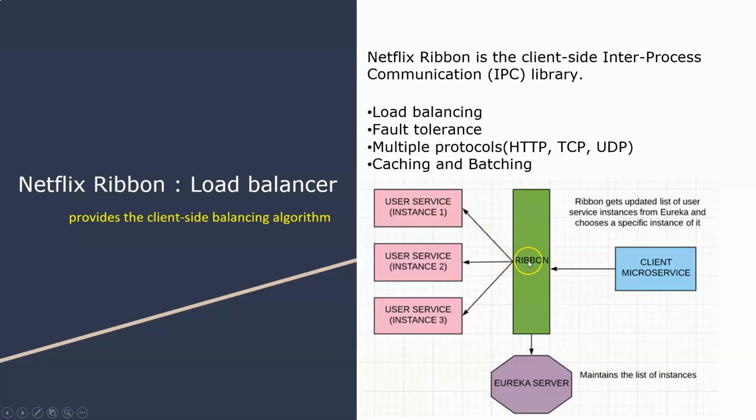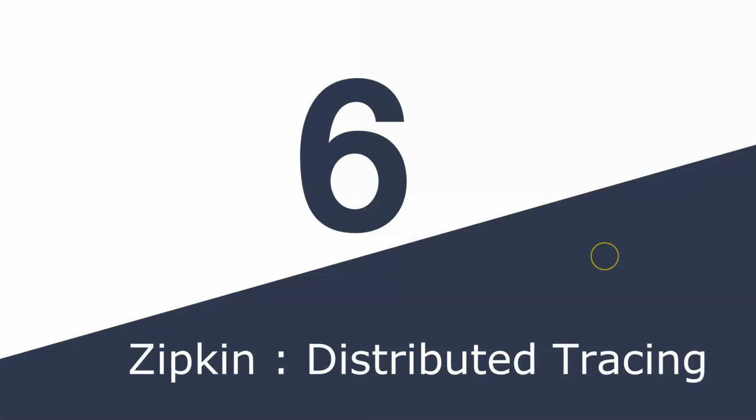Now your Ribbon will decide, depending on the workload, which instance to invoke. I will show you a working demo in the next video. But the sole point of this particular thing is that Netflix Ribbon provides client-side load balancing. All right, let's move forward.